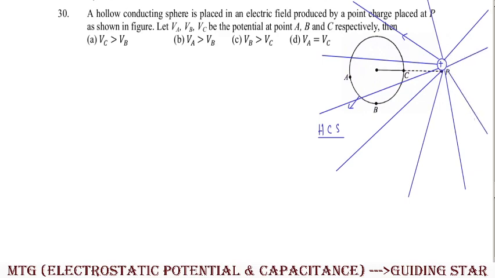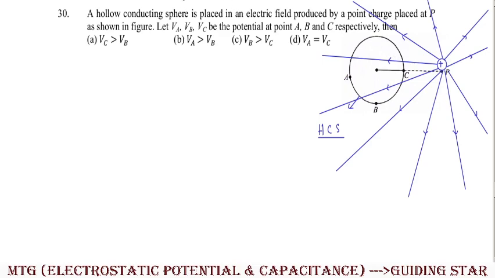Here in this particular case, these field lines are directed away from the charge, and within these field lines we are placing one hollow conducting sphere. Let VA, VB, VC be the potentials at A, B, C respectively. Then what is the relationship between these? Clear? If we look at the figure closely, this figure over here is wrong. Why is it wrong?